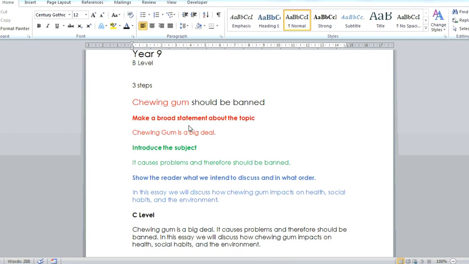The first thing to go over is that there's 3 steps to an introduction. Make a broad statement about the topic, introduce the subject, and then show the reader what we intend to discuss and in what order. Now, a B level is no different. It still has to follow these 3 rules. The only difference is it does it a little bit more comprehensively.